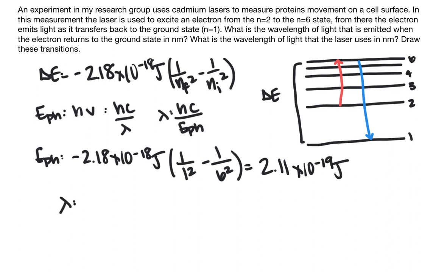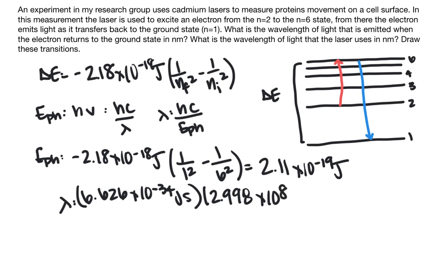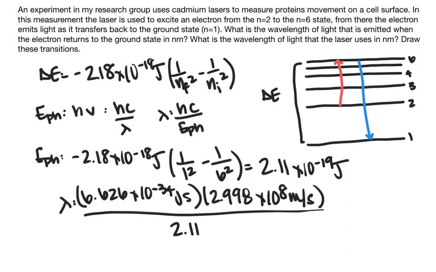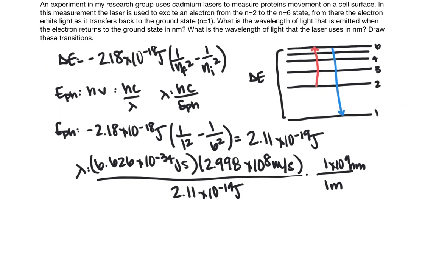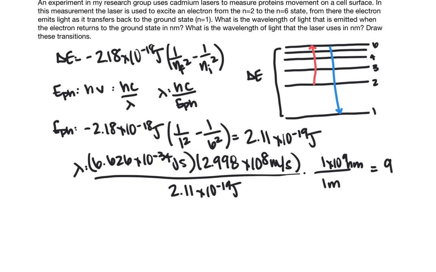So lambda is equal to 6.626 times 10 to the negative 34th joule seconds, multiplied by 2.998 times 10 to the 8th meters per second, divided by 2.11 times 10 to the negative 19 joules. And then in 1 meter, there's 1 times 10 to the 9th nanometers. And so if you plug this in, I get 93.7 nanometers.